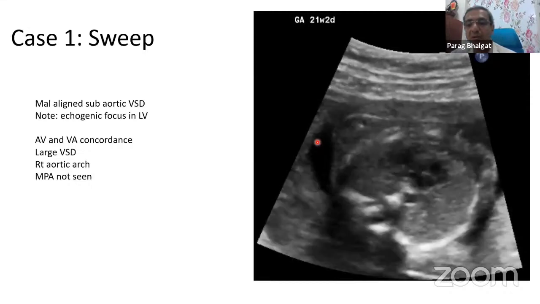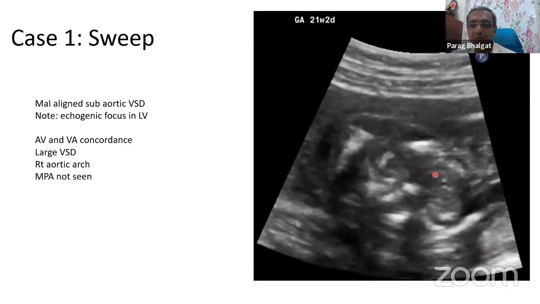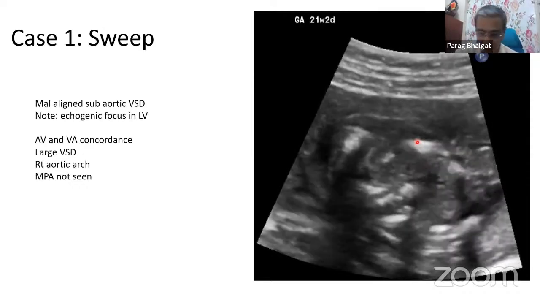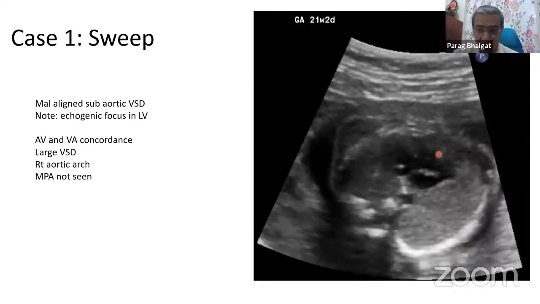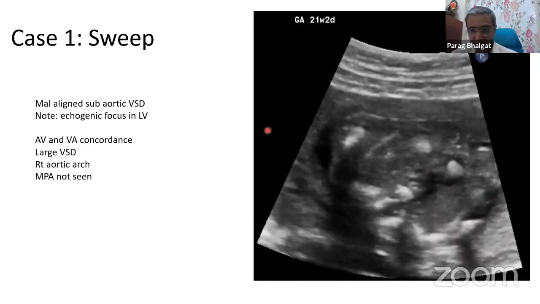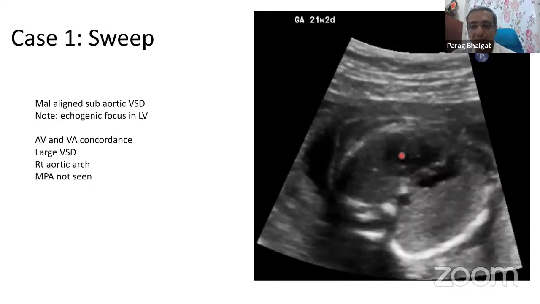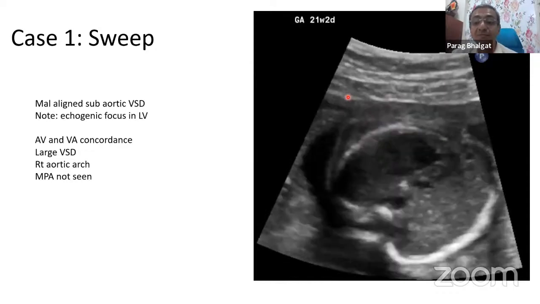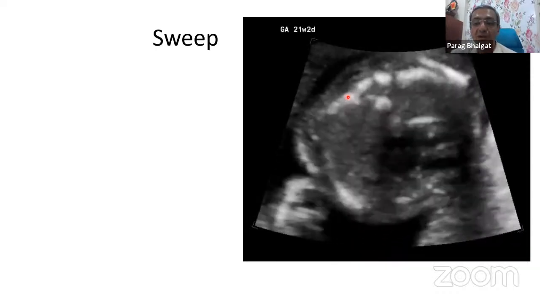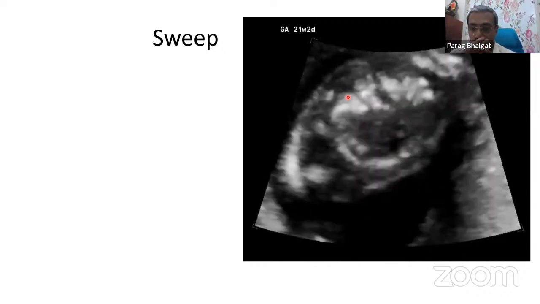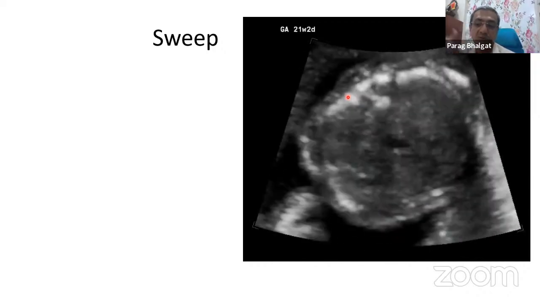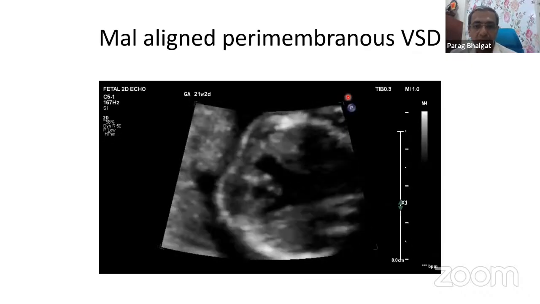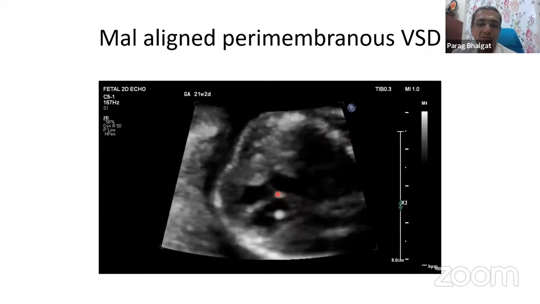Now sweep, you will just see aorta arising from, and AV concordance to ventricles. There is an echogenic focus seen in one of the ventricles, in LV. Just to make a point, the arch is right, the fundic bubble and LV cardiac apex are on the same side. Again, trying to show that the PA is not seen, sweep in another angle. The four chamber view looks okay, and there is a perimembranous VSD in this position.